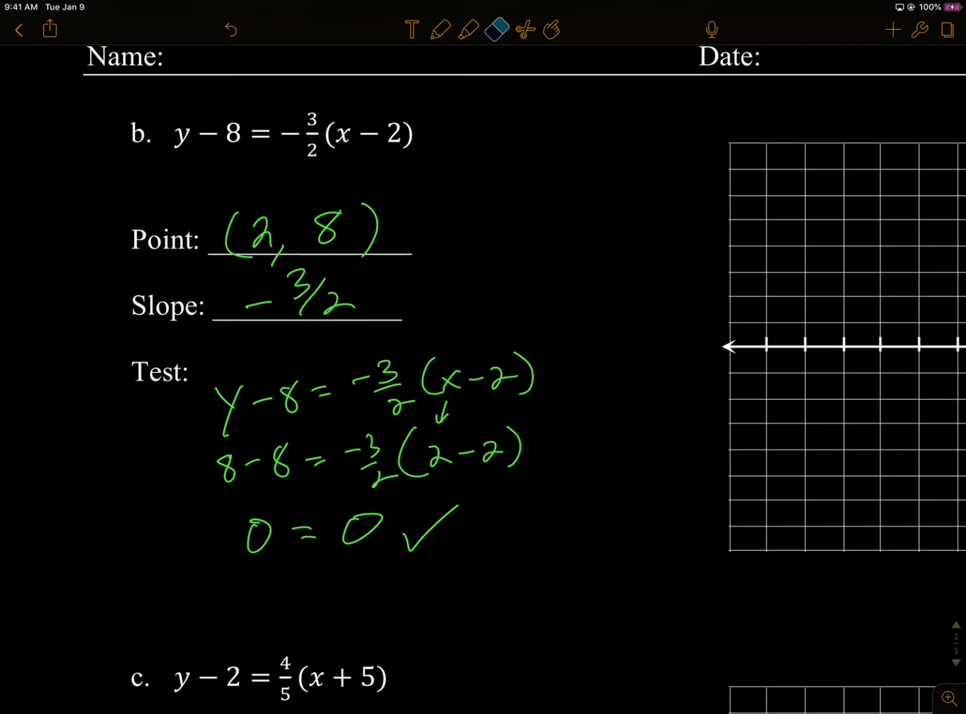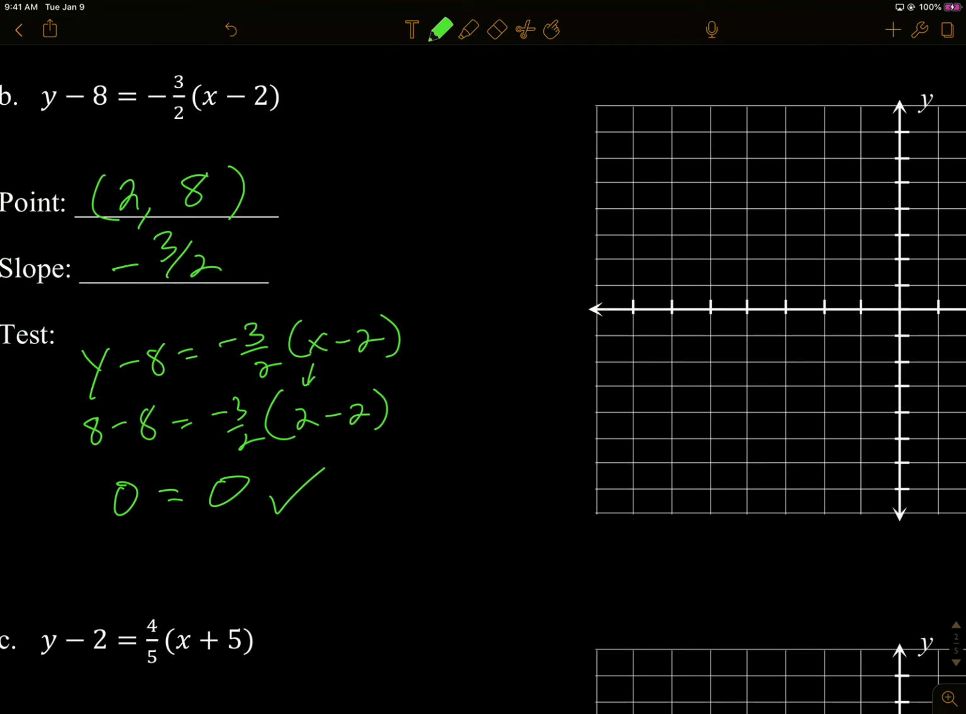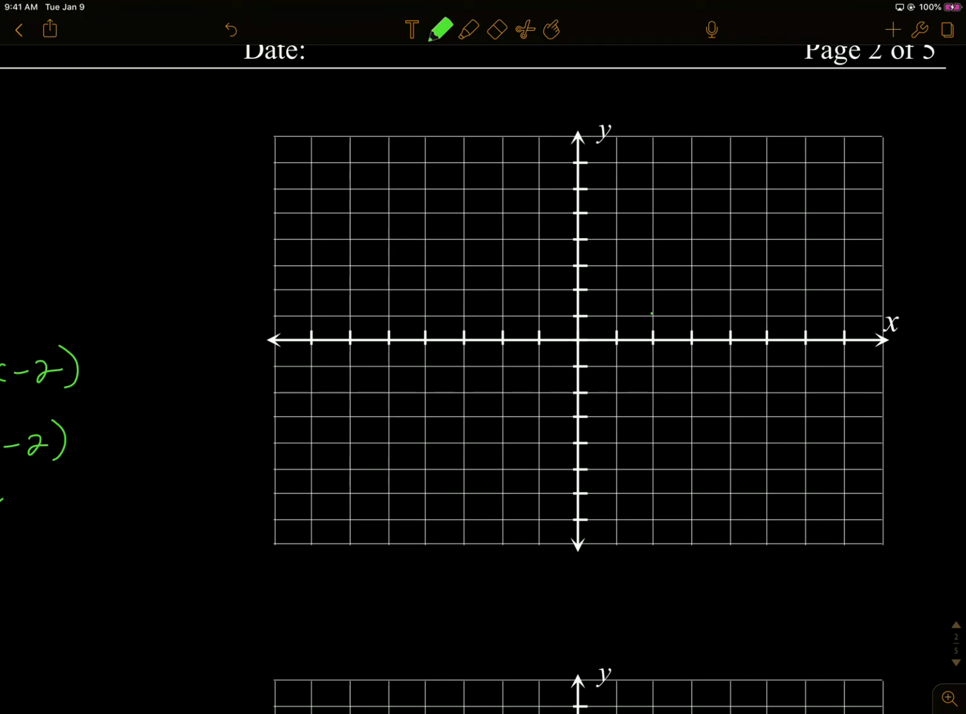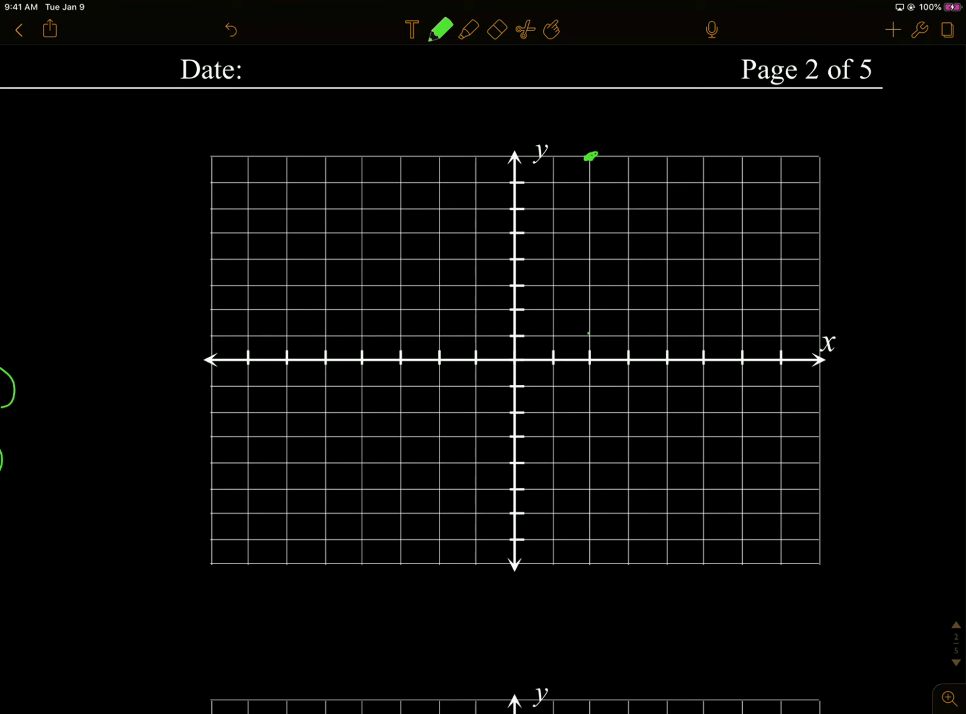Okay, so if you're careful taking out and switching your signs, you should be good. Now let's graph it. So we'll graph the point (2, 8). 1, 2, 1, 2, 3, 4, 5, 6, 7, 8. And then our slope is -3/2, so I go down 3 and right 2. Could do it again, down 3 and right 2.